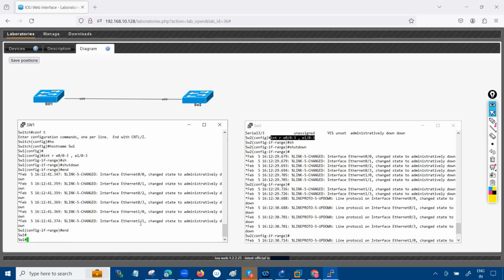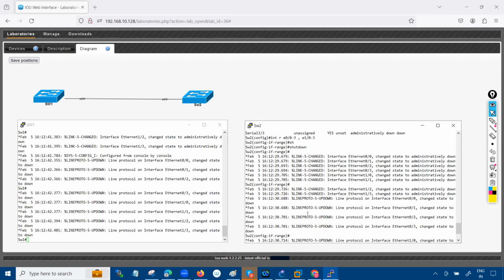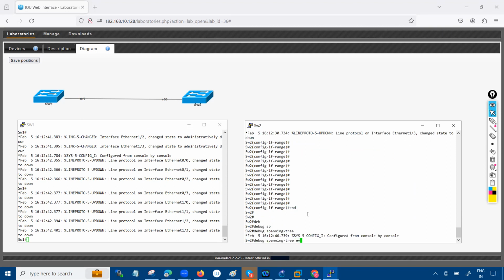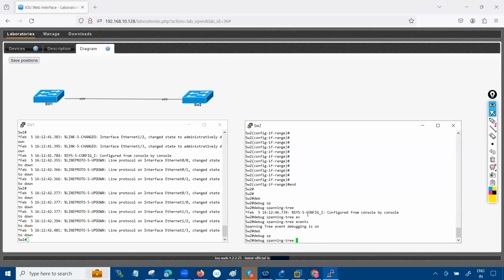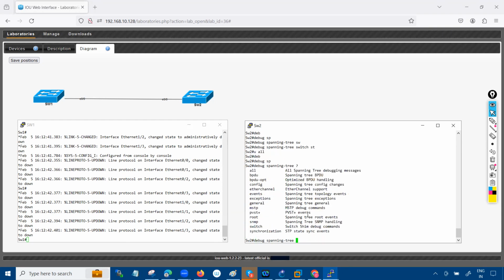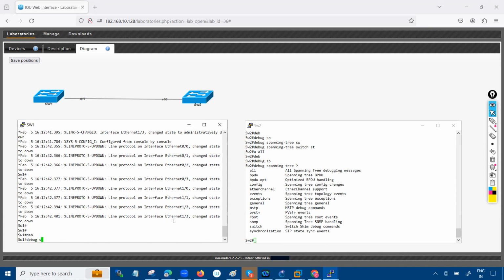Now I'm going to enable some debug. Debug spanning-tree events, debug spanning-tree switch state. Hold on. Debug spanning-tree. I think the events will show all the messages. Let me check. Same thing on switch 2 and switch 1 now. Debug spanning-tree events.